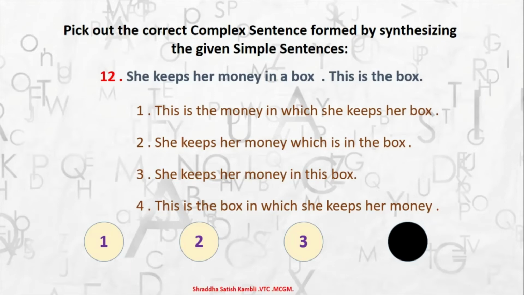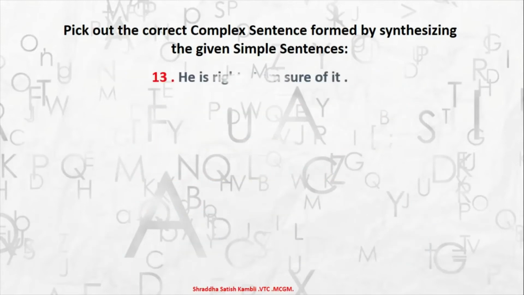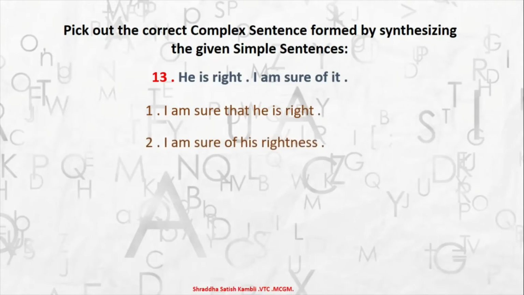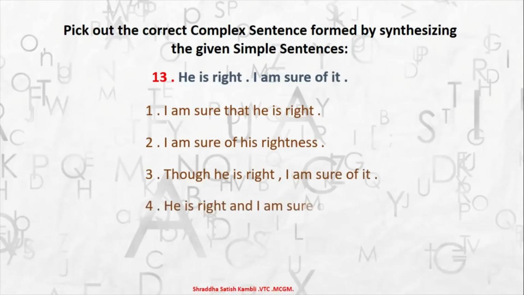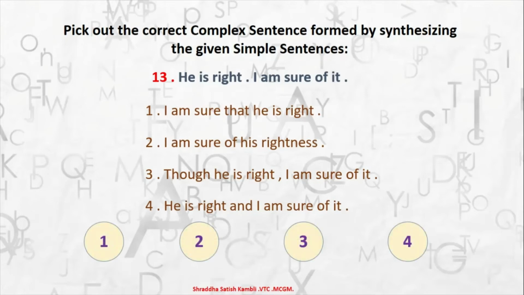Okay. Moving on to the next example. He is right. I'm sure of it. I'm sure that he is right. I'm sure of his rightness. Though he is right, I'm sure of it. He is right and I'm sure of it. So which will be the correct answer? It will be example number 1 or option number 1. I'm sure that he is right.